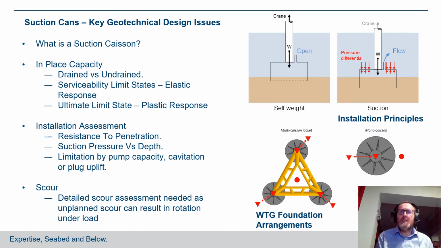And this can be used for wind turbines either in a jacketed situation with a sort of tripod type arrangement of suction cans, or alternatively with a monobucket, although the latter is less often used because you get quite big buckets. In terms of designing these, you'll have to look at in-place capacity. You have to also look at whether the suction cans can be installed, and it's really important that that's looked at at an early stage, because that can be really critical in determining whether this is a feasible solution. And finally, you have to look at scour. It's scour sensitive, and often protection measures are needed with the solution.